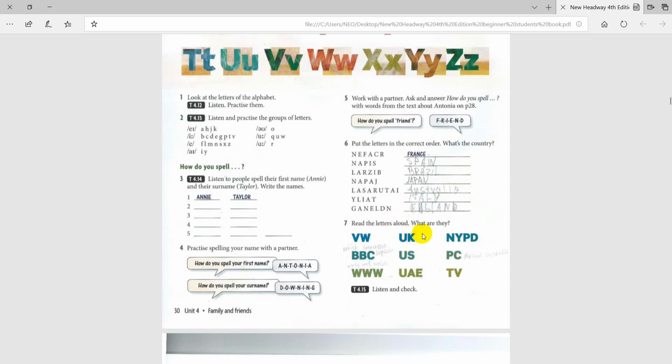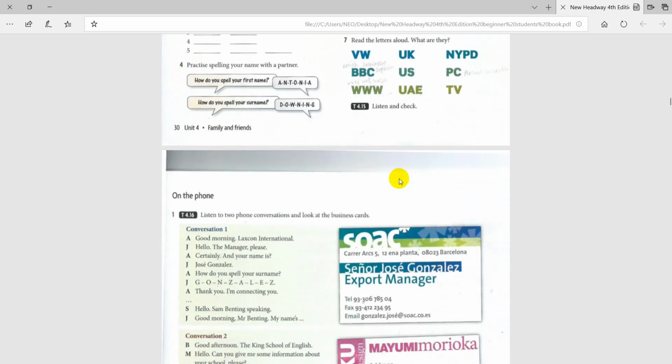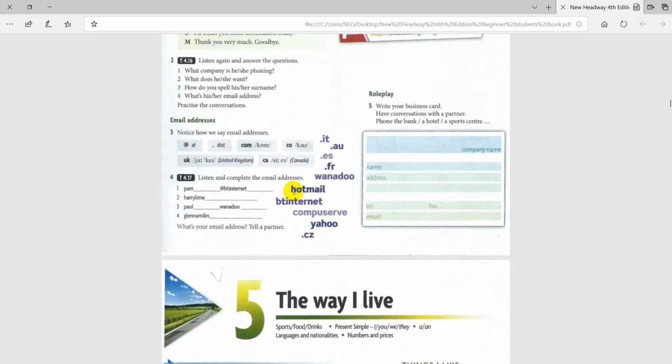Read the letters aloud. What are they? VW, UK, NYPD, BBC, US, PC, WWW, UAE, TV. VW is an abbreviation for a certain word. UK, United Kingdom. NYPD, the New York Police Department. BBC, the symbol of the BBC channel. US, United States, American. PC, the personal computer. WWW, short for World Wide Web. UAE, short for United Arab Emirates. TV, short for Television.